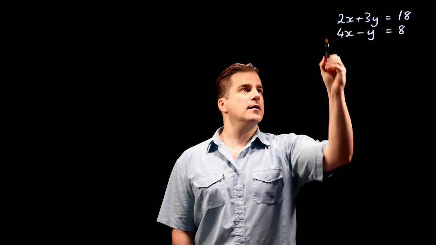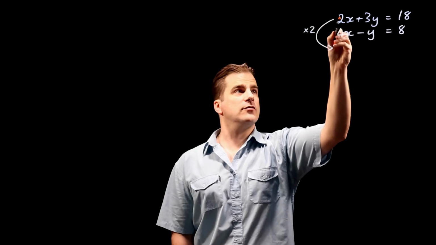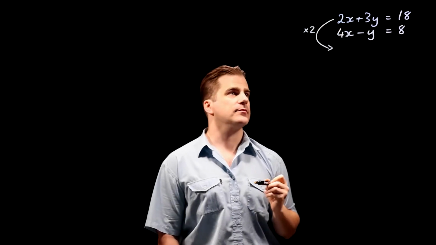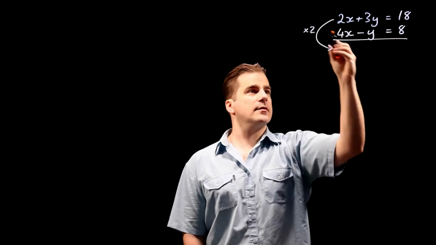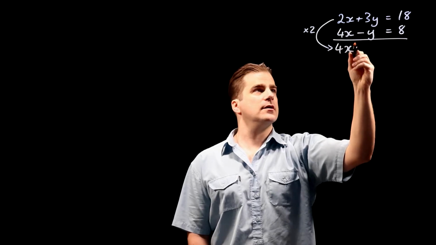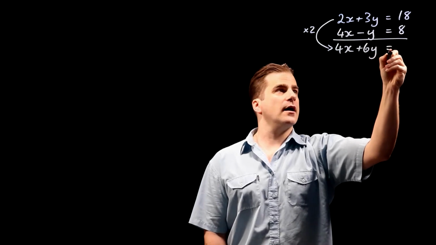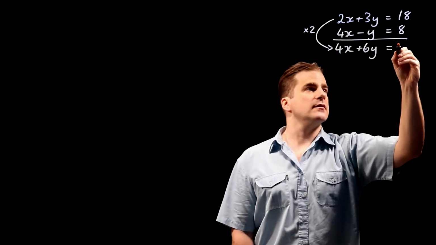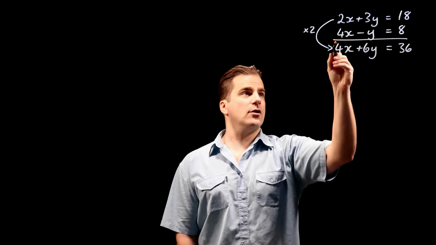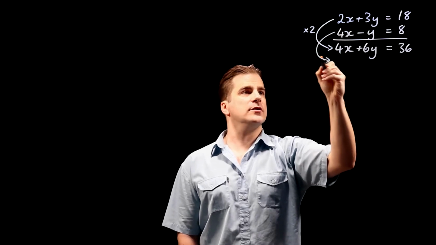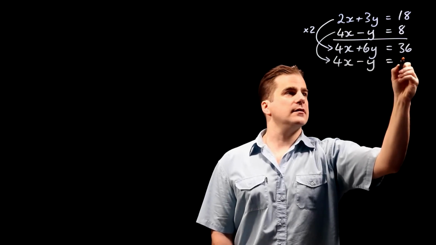And we do that by multiplying this whole equation by 2, because 2 times 2 will give us 4 x's. So we're going to multiply this whole equation by 2. 2x times 2 is 4x. 3y times 2, or plus 3y, is plus 6y. And 18 times 2 is 36. And we've already got 4 x's in this equation, so we're just going to leave it alone. I'll rewrite it here: 4x minus y is 8.